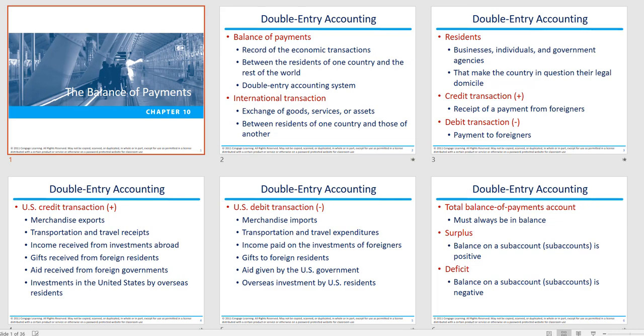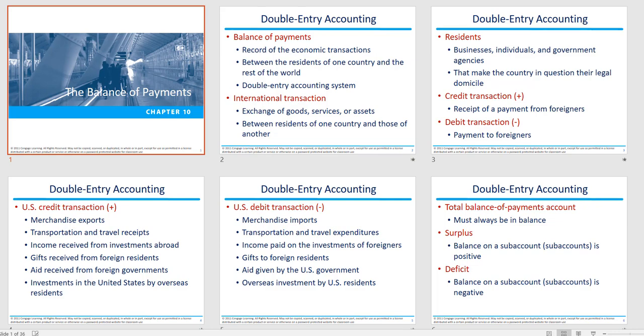A typical credit includes, for example, the export of goods and services, transportation and travel receipts, income received from investments abroad, gifts received from foreign residents, aid received from foreign governments, and investments in the US by overseas residents.